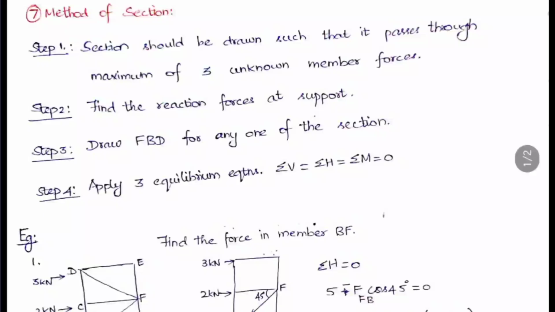And step 4 is you have to apply the equilibrium equations here. Whereas in the joints we apply only two equilibrium equations, that is the vertical and horizontal summation of forces equal to 0, here there is an extra equation, that is the summation of moment at a point, that is at a joint, is also 0. So let us see a problem so that it will be clear for us.